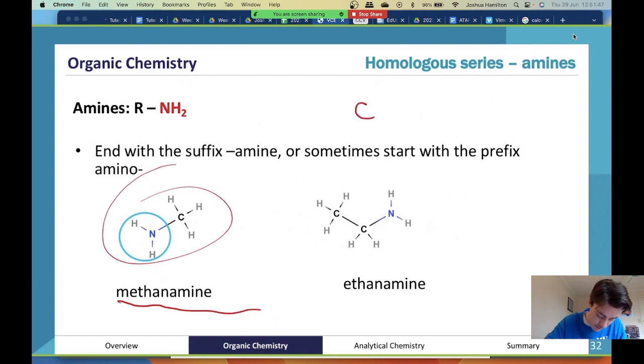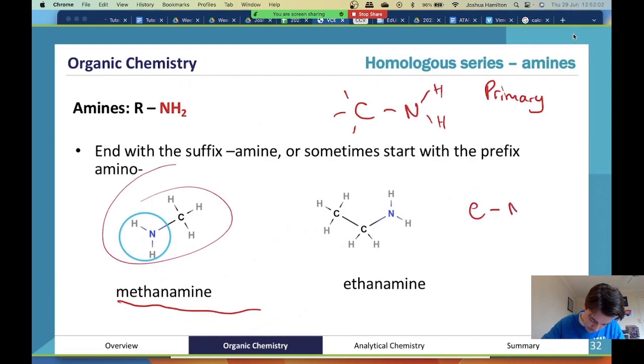So if I write out this molecule here, H, 1, 2, 3, this is primary. Now, if I draw out this molecule here, I don't need to draw out the hydrogens, I'm just going to, just for the sake of it. This here is secondary.